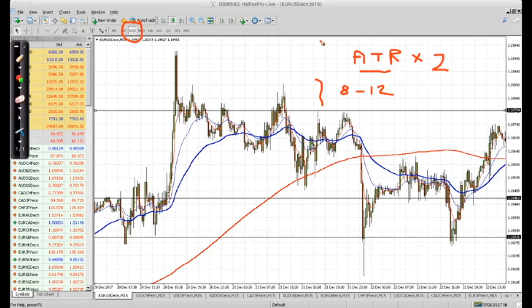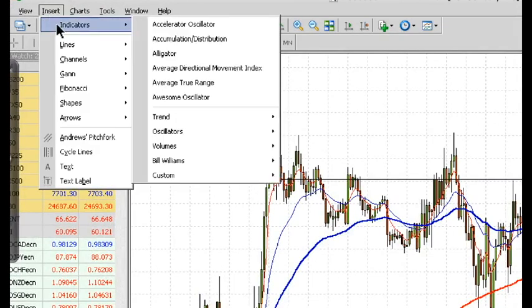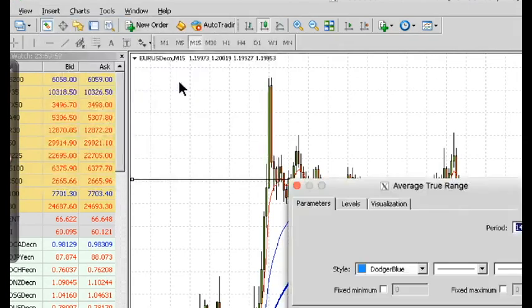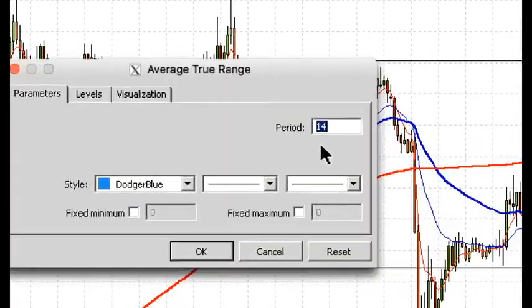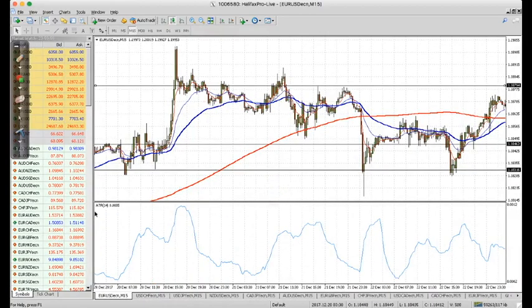Now, how do you get this ATR thing? Well, what you do is go to insert indicators, select there ATR, average true range. Can you see that? Okay, so you click on that. And by default, it's 14, so leave it as 14. Click OK, there we go. So can you see ATR over here? So this blue line tells you the average range of the candles. That means what's the average length of the candle?